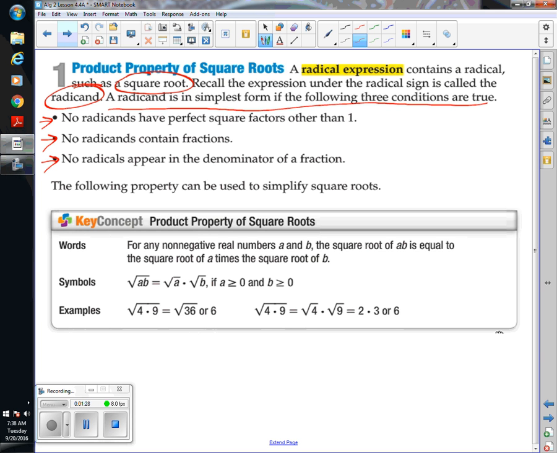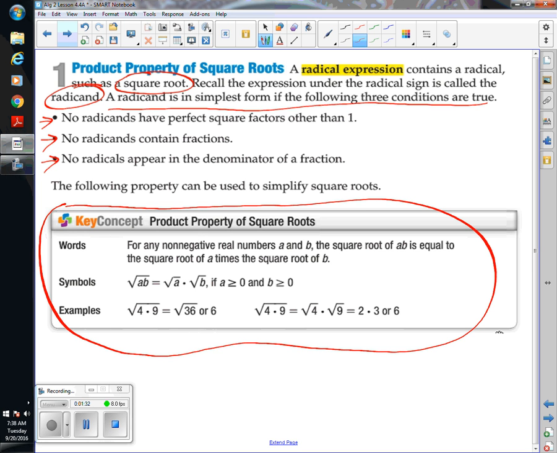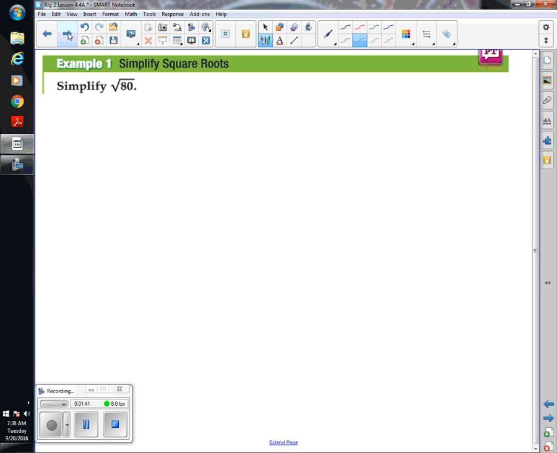And we will be using these properties today to simplify the square roots, the product property of square roots. Tomorrow we'll move on to fractions. So today we're just doing the simple ones. Okay, we've got to simplify the square root of 80.